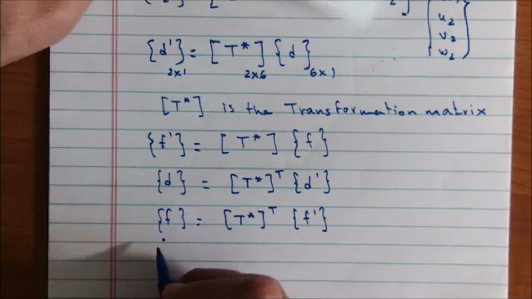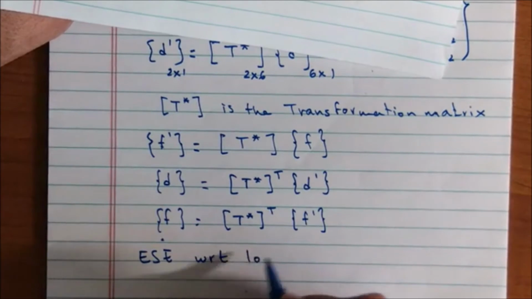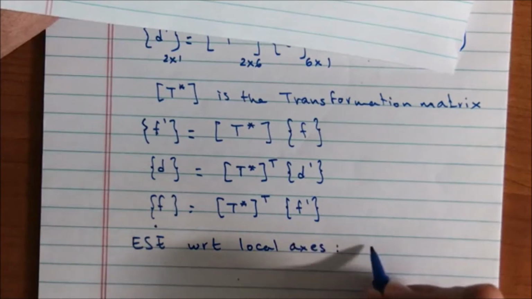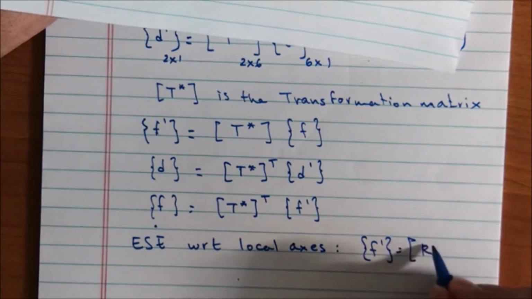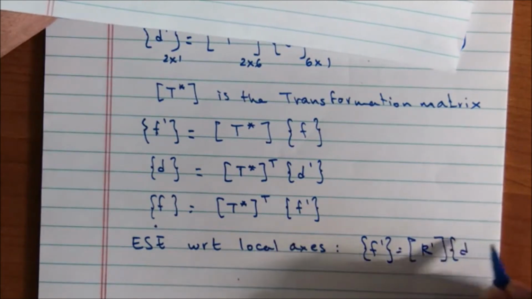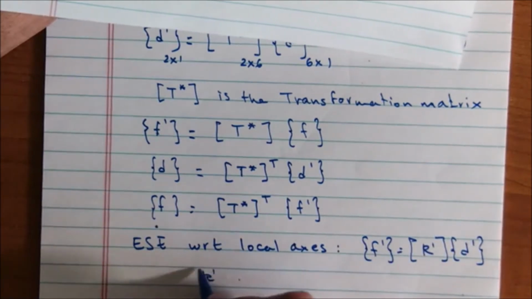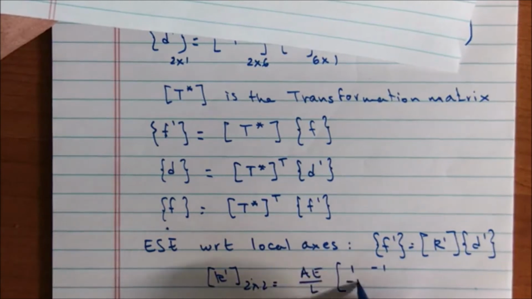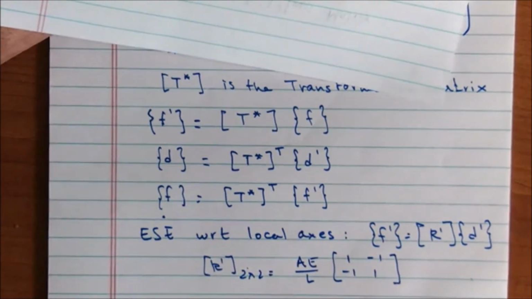Now we already know the element stiffness equations with respect to the local axis. So we have defined F prime is equal to K prime times D prime. And as you recall, for a bar element, this K prime was a 2 by 2 and was equal to A E over L, and we had a 1, a minus 1, a minus 1, and a 1. So K prime is this 2 by 2 matrix.